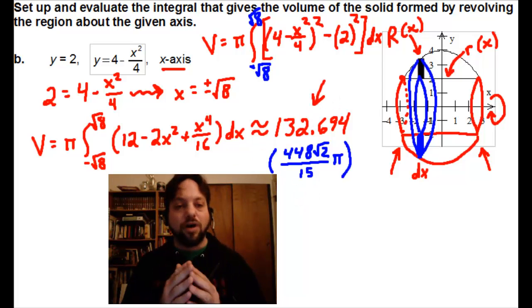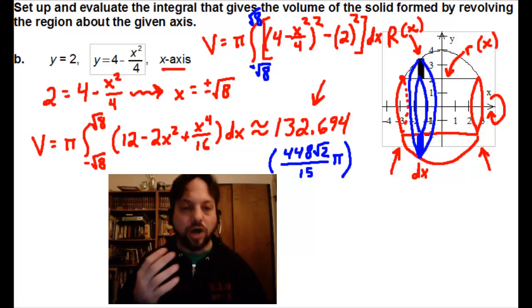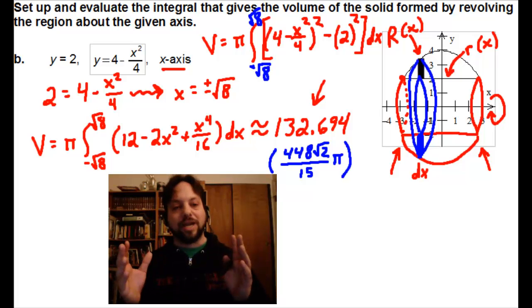But look what was involved. We couldn't just square the outer radius. We had to treat this as a washer. So we squared the outer radius.